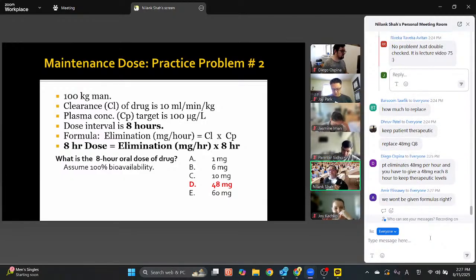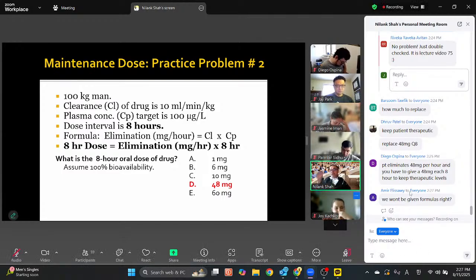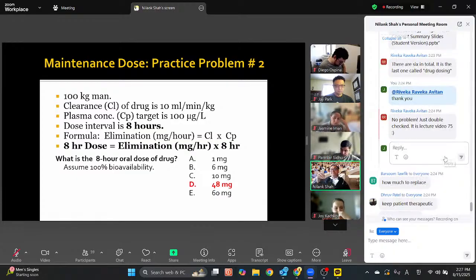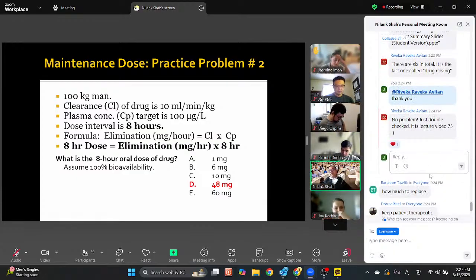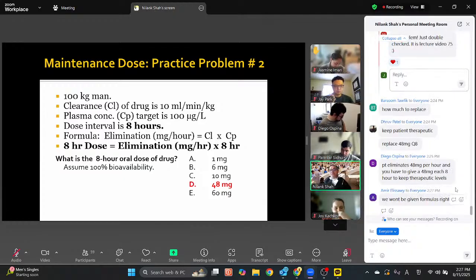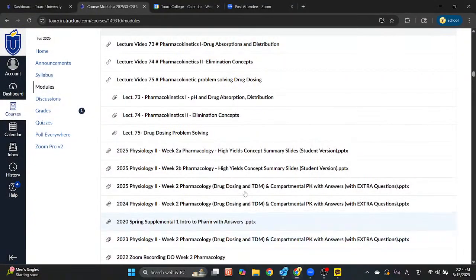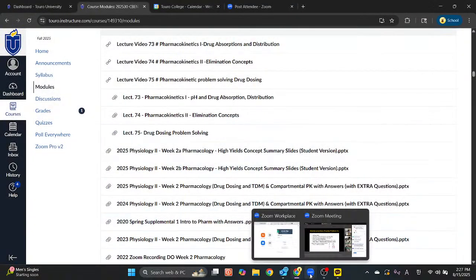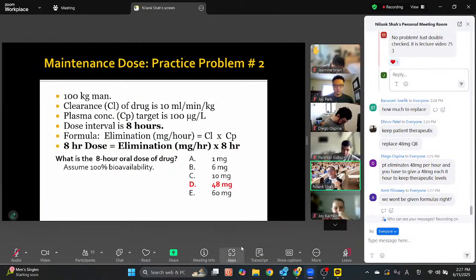Because you are losing 48 milligram in 8 hours, if you want to keep the same drug concentration in the patient, you have to replace the same amount that is being lost. So you are balancing out elimination by giving a 48 milligram dose at every 8 hour interval, because you are losing 48 milligram. Everybody clear?